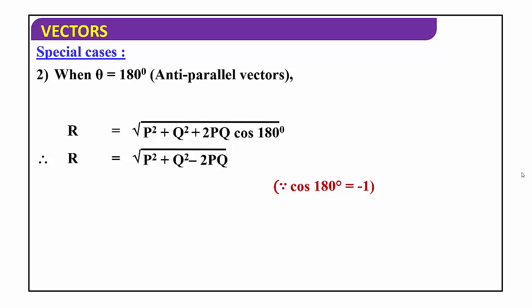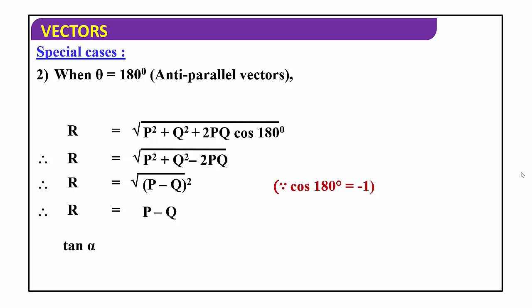Now tell me, it is of which form? It is of the form A minus B whole square. Now I am going to write R equal to square root of P minus Q whole square. So we can write P minus Q whole square, and it is under square root. It will get cancelled. We will get the equation R equal to P minus Q. This is magnitude. Is it clear?